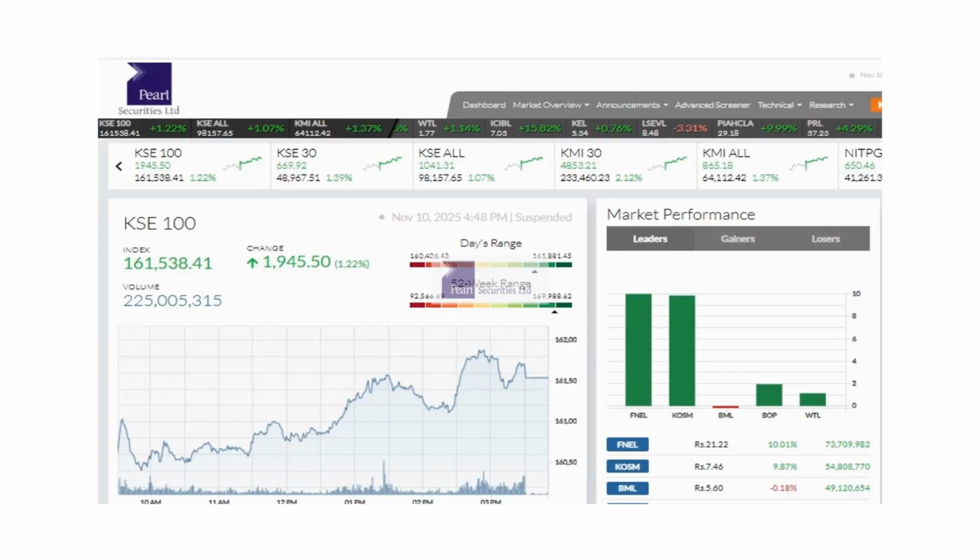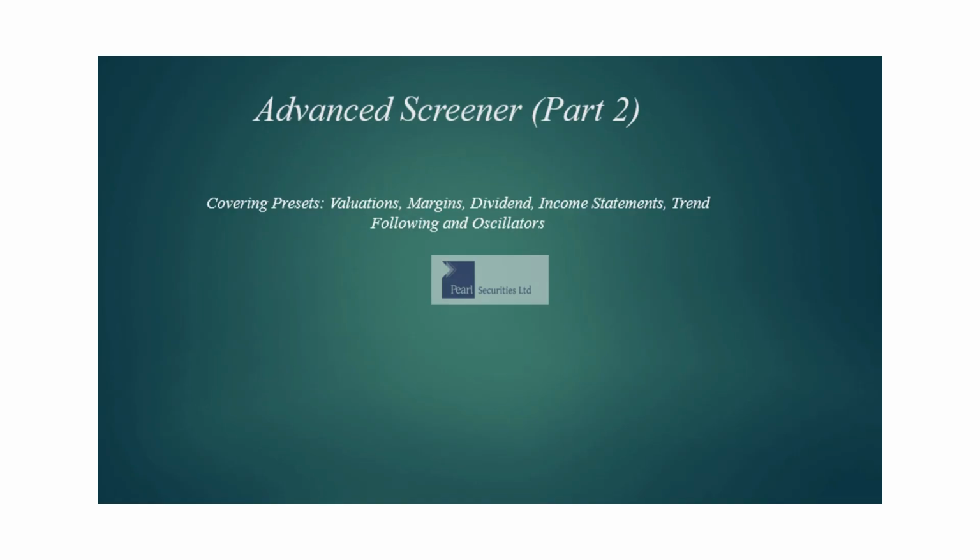Here we are in the main analytical page interface. Next, we will explore the Advanced Screener and its remaining presets in detail. In Advanced Screener Part 2 we will be covering valuations, margins, dividend, income statements, trend following, and oscillators presets.